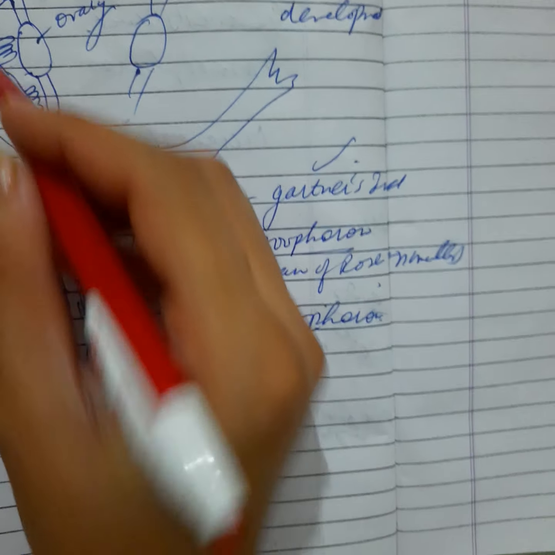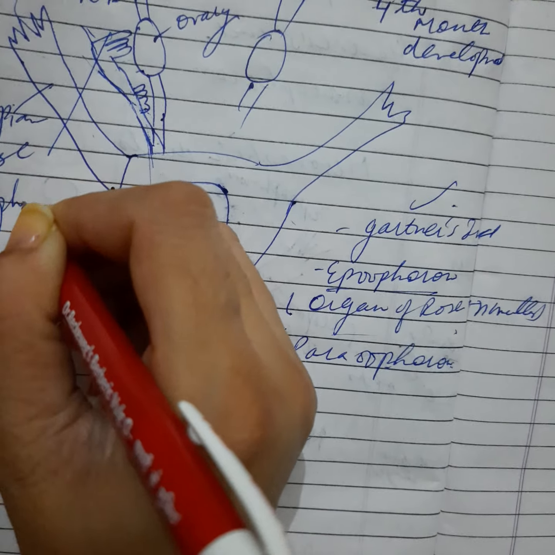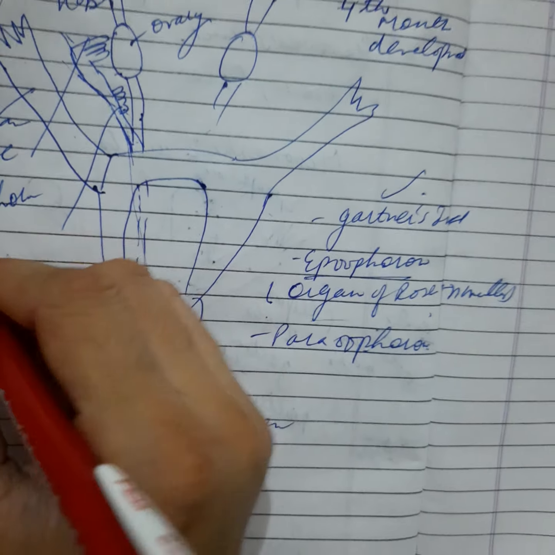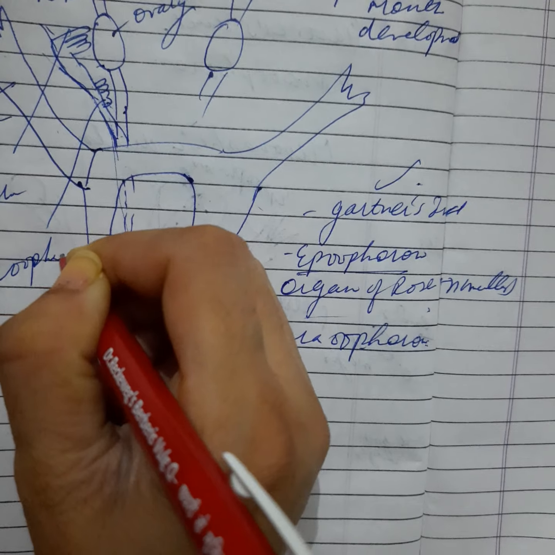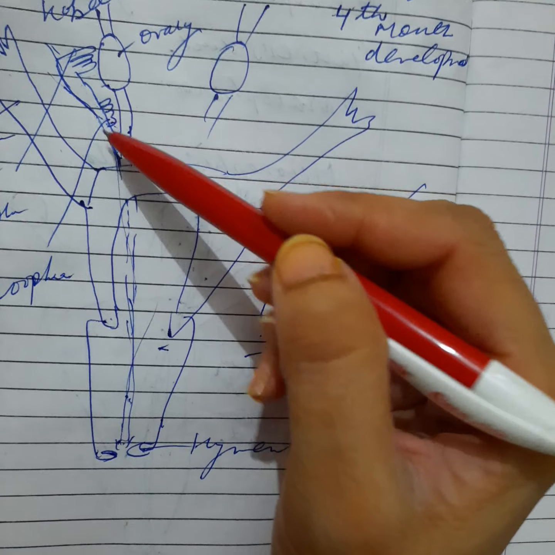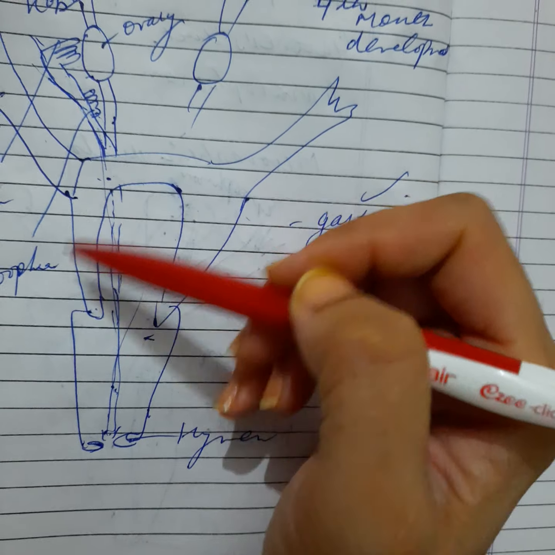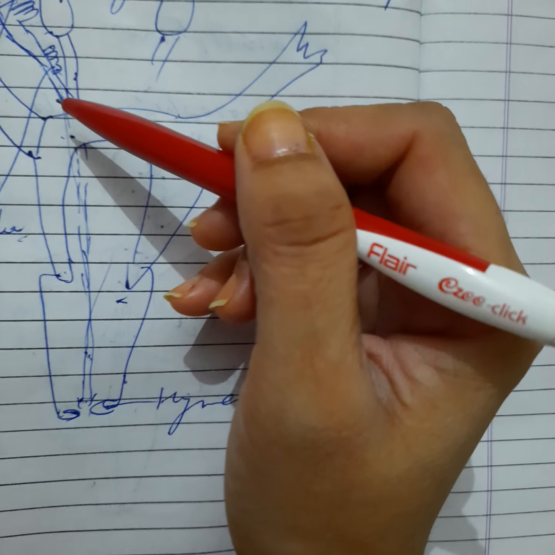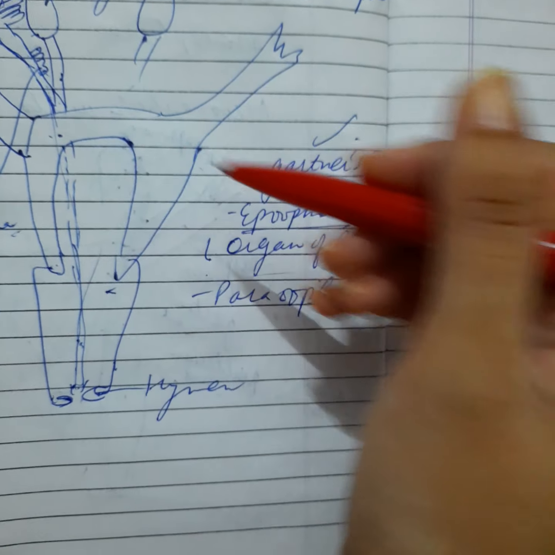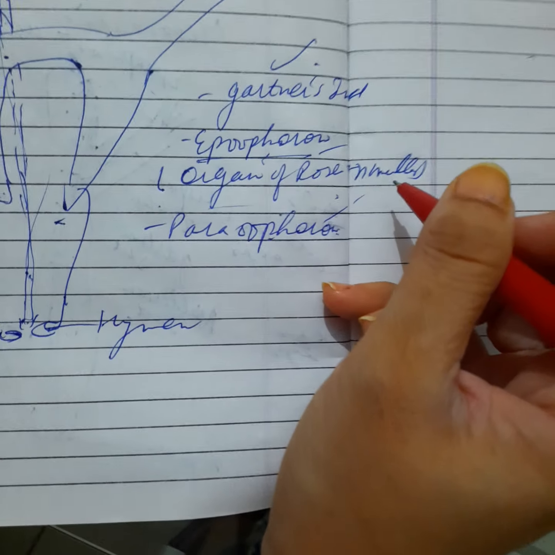This is epiophoron. This is paraoophoron, which lies between the uterus and the epiophoron. So sometimes the question is asked about the rudimentary structures: Gartner's duct, where is this present, what is epiophoron, what is paraoophoron.